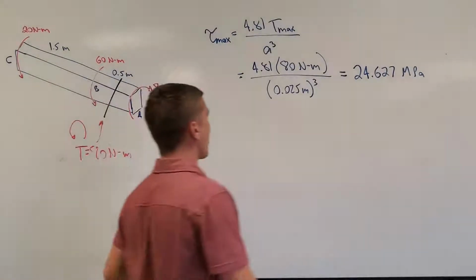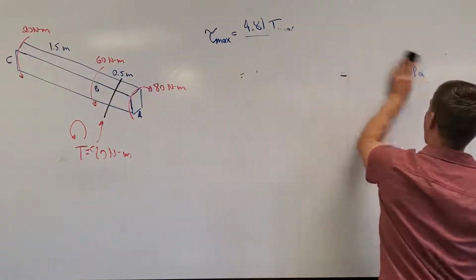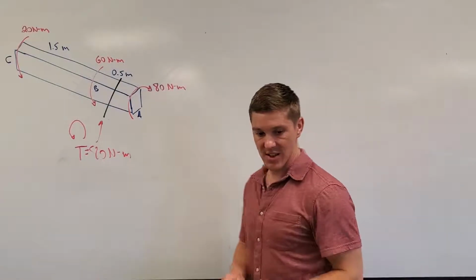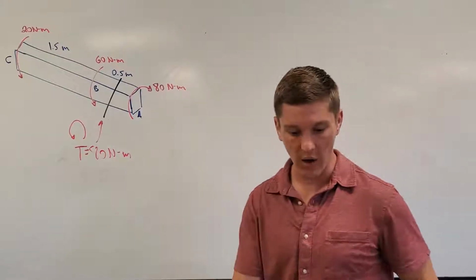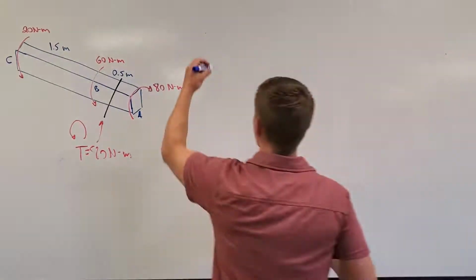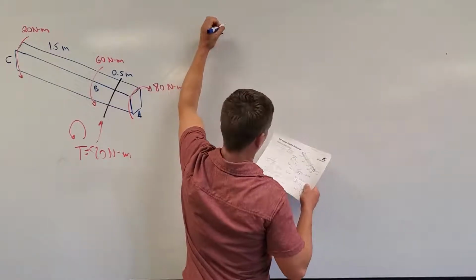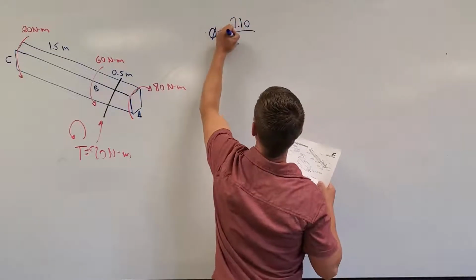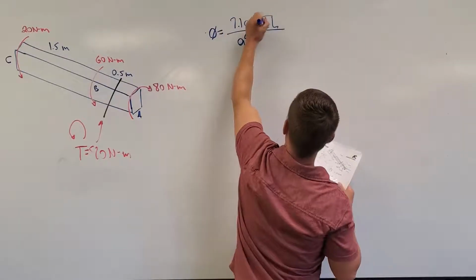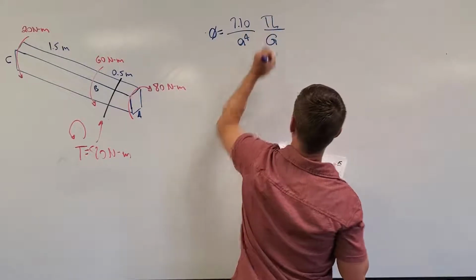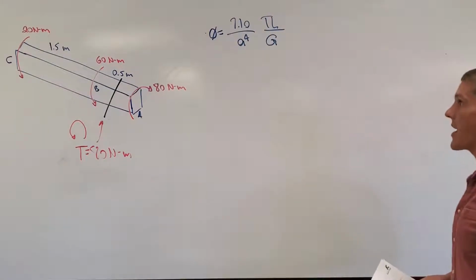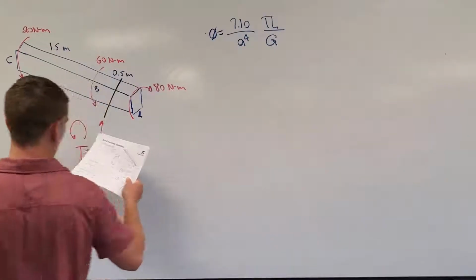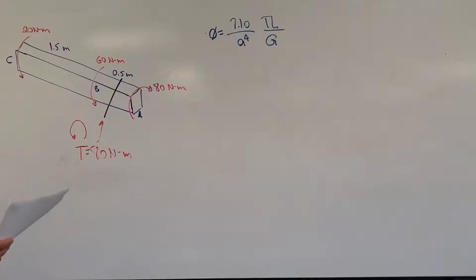So I can combine all that together, and I can go ahead and write out my equation for a square shaft. So we have to go back in our notes. We said that for a square shaft, our angle of twist was 7.10 TL over A to the 4 G. Now once again, we are going to have two different lengths that we're considering, both of which are going to have different internal torque.